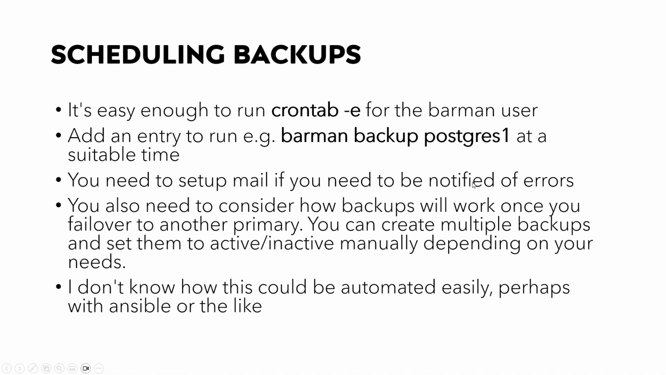Obviously there's all the things around setting up mail for cron. You know, what happens if you fail over to another primary? As I mentioned before, I back up two servers so that if I do fail over, I'll always fail over to postgres-2 first if I can, keeping those backups in parallel, and then usually fail back to postgres-1 if I can as well. So that's something you'll need to think about, how that's going to work, how it could be automated.